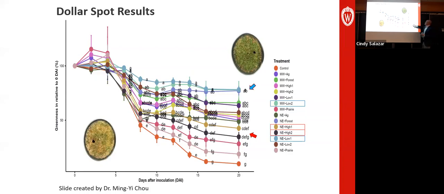And this is kind of the difference. This is what one of the more resistant pots looks like, and here is one of the more susceptible pots, the development of dollar spot in those pots.